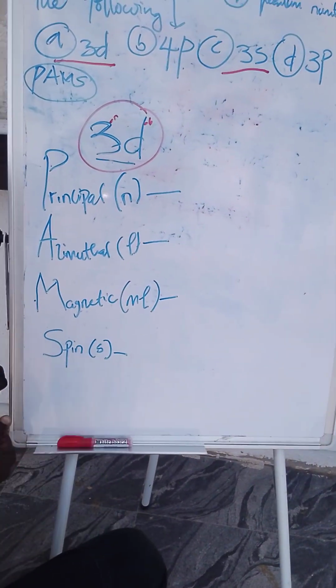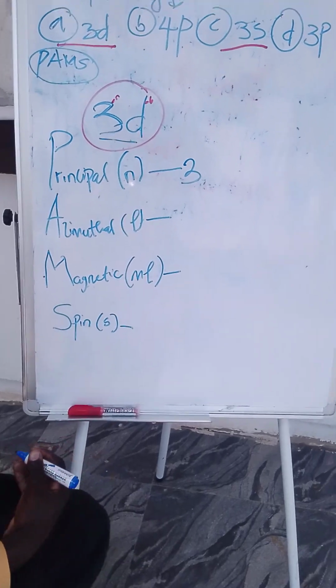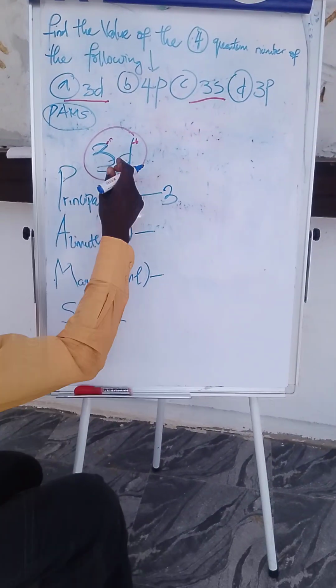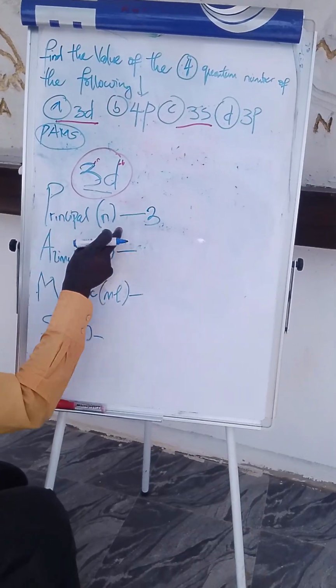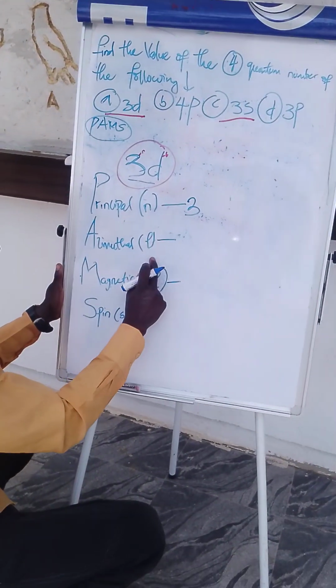You know it already. Our principal is 3. That one did not need any explanation. If they give you anything, that number that they are giving you is your principal. So 3 is your principal. Very fast, let's move to our azimuthal.